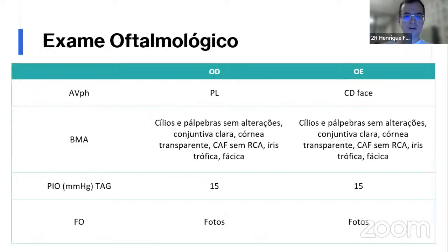A acuidade visual era de percepção luminosa no olho direito e conta-dedos a face no olho esquerdo. Na biomicroscopia anterior do olho direito, ela tinha cílios e pálpebras sem alterações, conjuntiva clara, córnea transparente, a câmara anterior formada sem reação de câmara anterior, a íris trófica e fácica. No olho esquerdo também, a biomicroscopia anterior sem alterações. A pressão intraocular era de 15 em ambos os olhos, e a fundoscopia eu vou mostrar fotos.